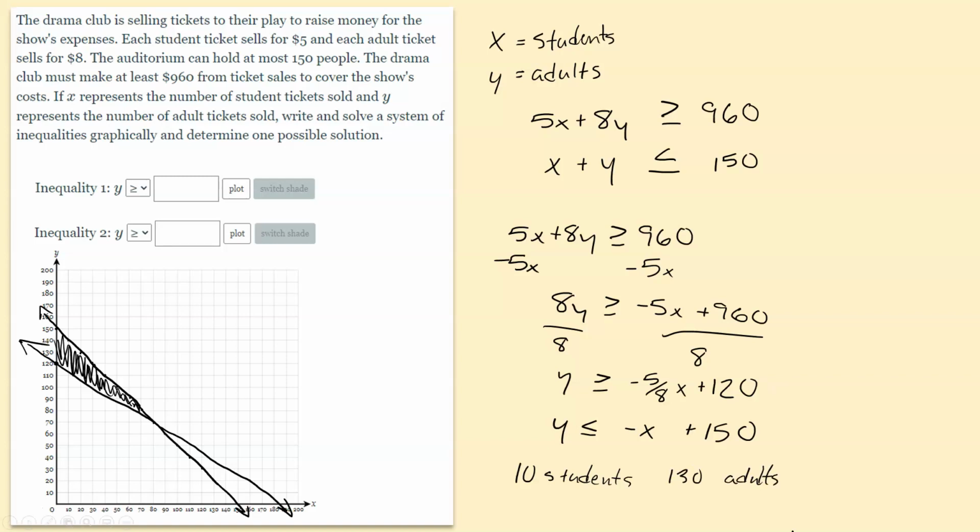All right. But there are other possible solutions in there. So that is the final example here.